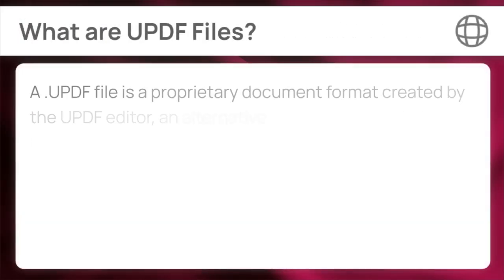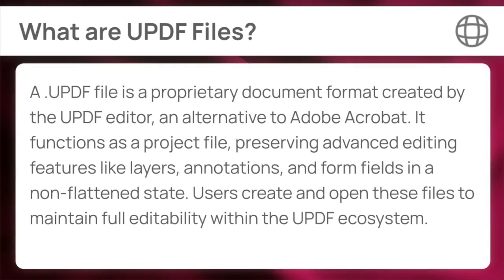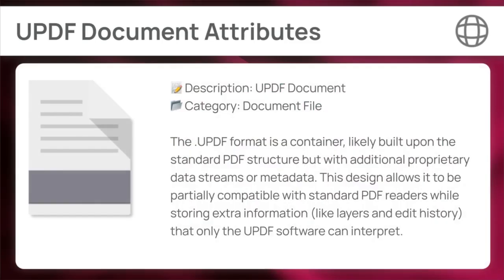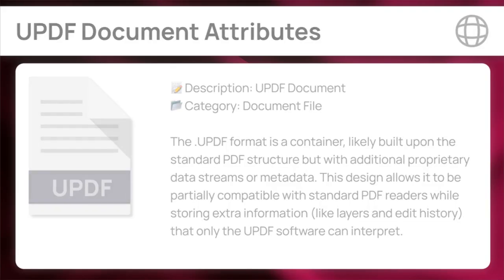A .updf file is a proprietary document format created by the UPDF editor, an alternative to Adobe Acrobat. It functions as a project file, preserving advanced editing features like layers, annotations, and form fields in a non-flattened state. Users create and open these files to maintain full editability within the UPDF ecosystem. The .updf format is a container, likely built upon the standard PDF structure, but with additional proprietary data streams or metadata. This design allows it to be partially compatible with standard PDF readers while storing extra information, like layers and edit history, that only the UPDF software can interpret.